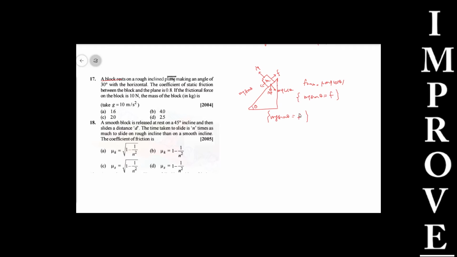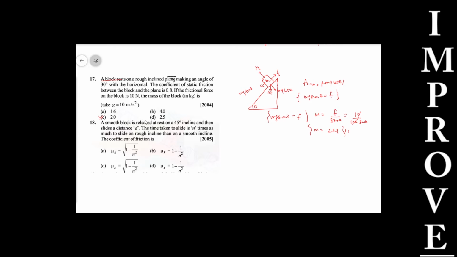That means m becomes 10 by g sin theta. So m is F by g sin theta. F is 10, g is 10, and this is sin theta. Okay, so 10 cancels out. M is 1 by sin theta. Sin 30 is 1 by 2, so m becomes 2 kg. Okay, so this is the answer C. Let's move on to the next problem.